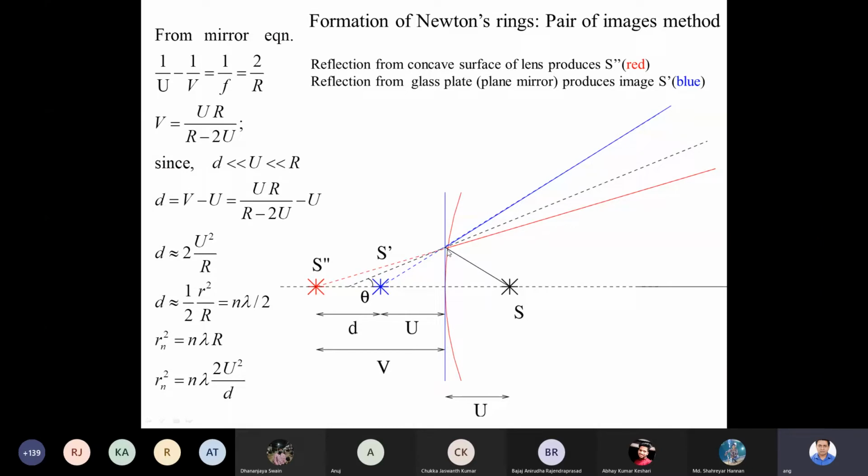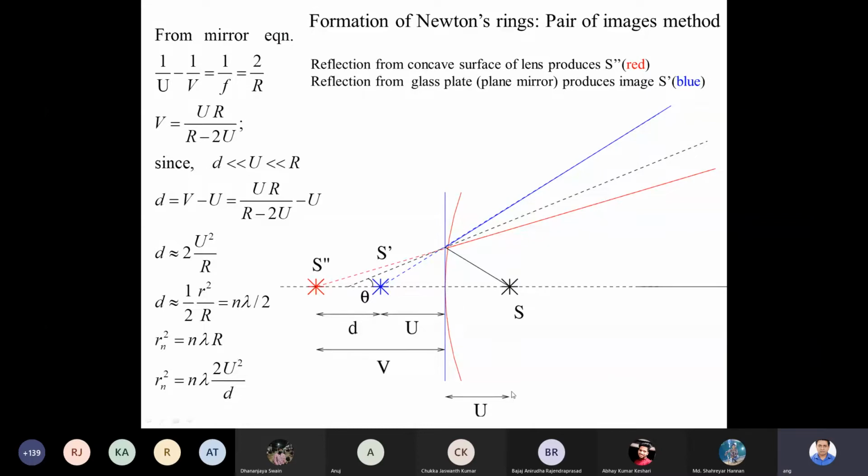Now it is reflecting from this red surface, the curved surface you have, and you have the blue surface, which is flat. So now you can see that reflecting from the curved surface gives you an extended image here, S double prime, and reflecting from the blue surface gives you S prime. So you can realize this is fine. Now you just consider the distance you measure from this optical axis.